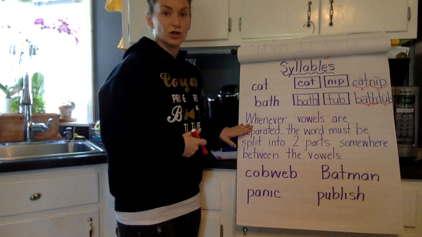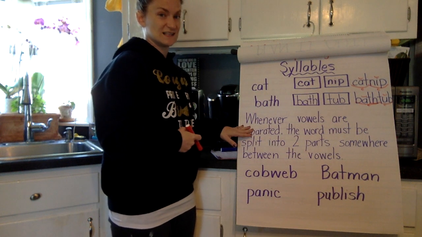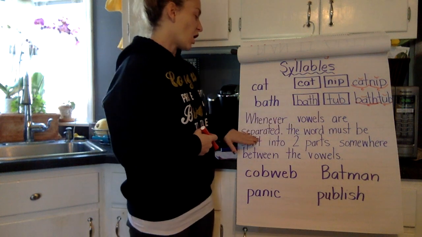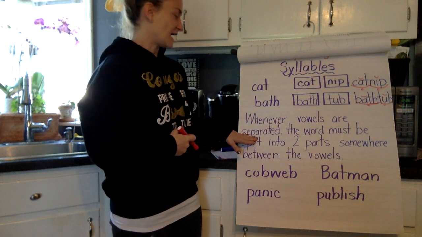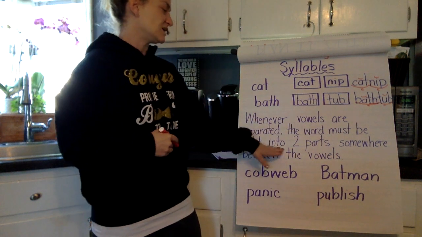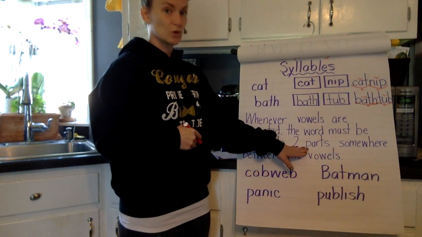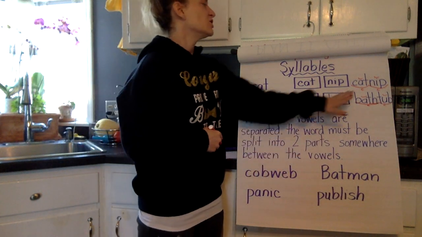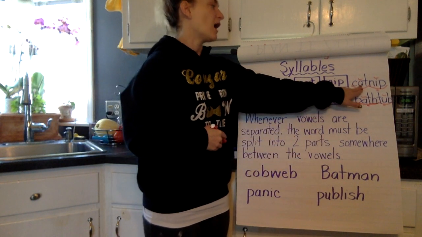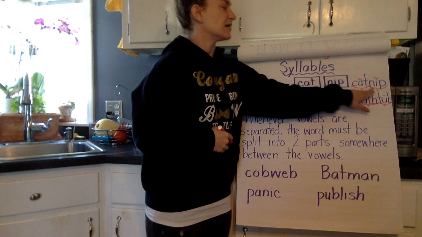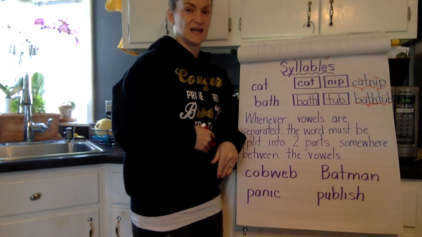This is the rule for dividing a word into syllables, for scooping the syllables. Whenever vowels are separated, okay, that means they're not next to each other, the word must be split into 2 parts or 2 syllables somewhere between the vowels. So take a look at the word catnip. Our A is over here, our I is over here, and we split it between the T and the N.